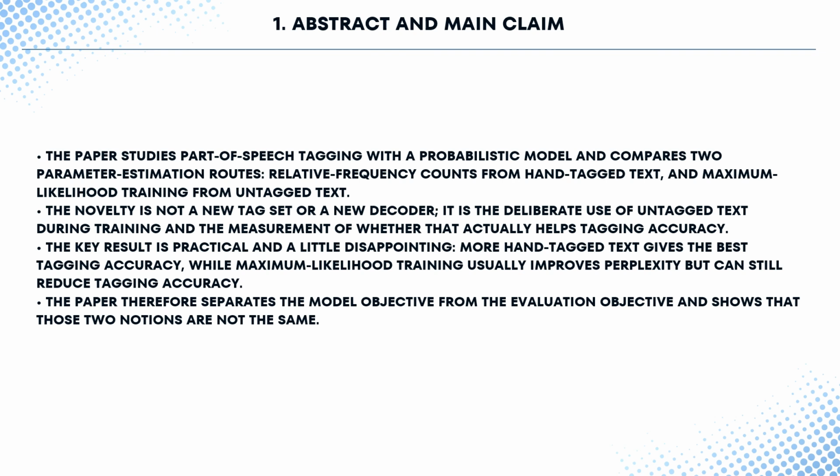Now the key result is very important because the more hand tag data we have, the better the tagging accuracy, and in ML training it improves perplexity but can reduce accuracy. This leads to a fundamental insight that model objective is different from evaluation objective, and this separation is one of the most important conceptual contributions of the paper.